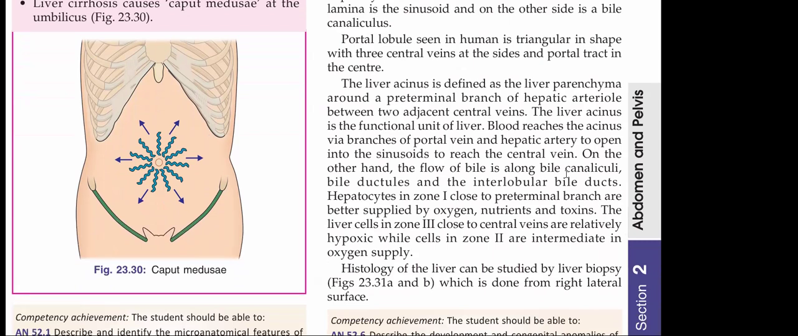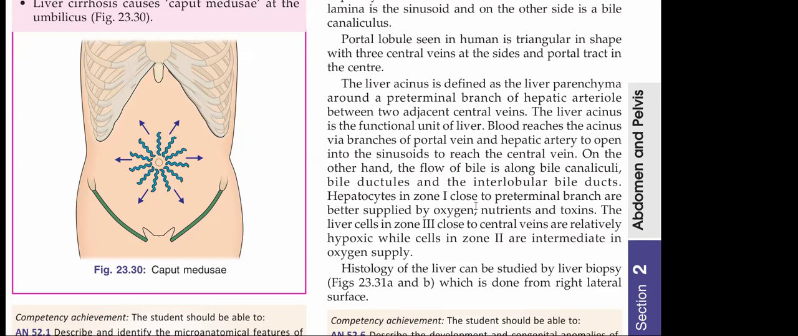Portal lobule seen in human is triangular in shape with 3 central veins at the corners and portal tract in the center. Liver acinus is defined as the liver parenchyma around the pre-terminal branch of the hepatic arteriole between two adjacent central veins. The liver acinus is a functional unit of liver. Blood reaches the acinus via branches of the portal vein and the hepatic artery to open into the sinusoids to reach the central vein. On the other hand, the flow of bile is along bile canaliculi, bile ductules, and the interlobular bile ducts.